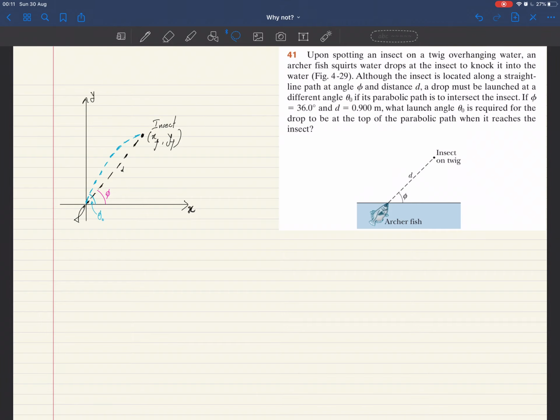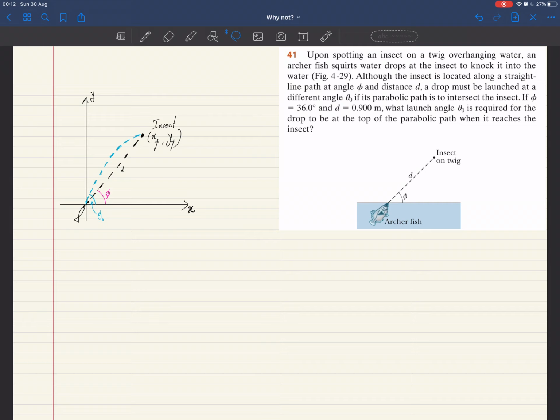Okay, welcome. Here is another problem which is quite a cool problem. The physics is very easy to understand, and the mathematics is the only part which could be a little bit of a hiccup. So I'd like to give you guys a bit of an understanding or a roadmap on how to approach this problem. So yeah, we have an archerfish which intends to hit an insect which is sitting on a twig.